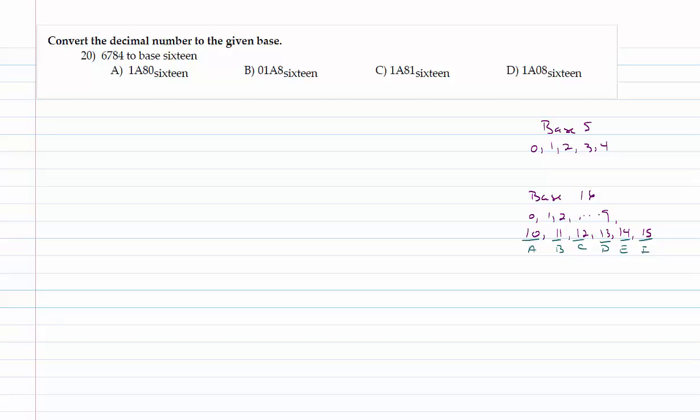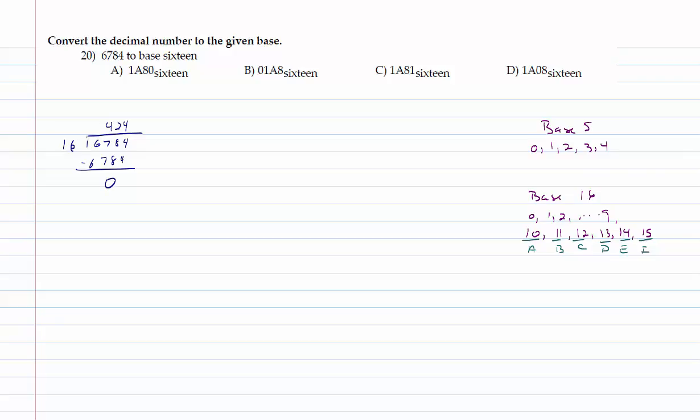So coming back over to our question here, I'm going to set up my division. There's basically two different division algorithms you can use. I'm going to show you the one that I like the most. I'm going to start off with my 16, and I need to see how many times it'll divide into 6,784. I'm going to use my calculator for this, and I get 424. And then when I multiply 424 by 16, we get 6,784. We subtract, and so 0 is my remainder. Keep track of your remainders.